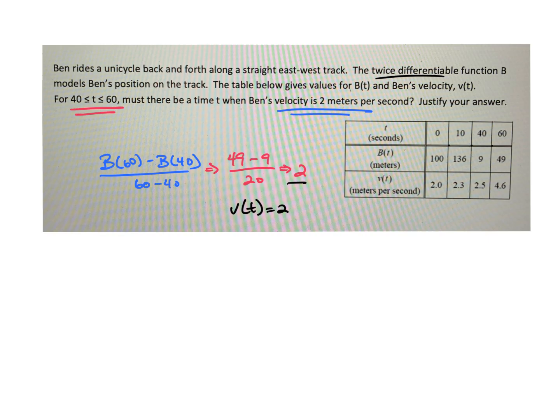So what needs to be proven for mean value theorem to apply? The function has to be what? Continuous. So the function is twice differentiable. All right, so B is differentiable. That's what it said. Therefore, it is what? Therefore, it's continuous, because I need both in order for mean value theorem to apply.